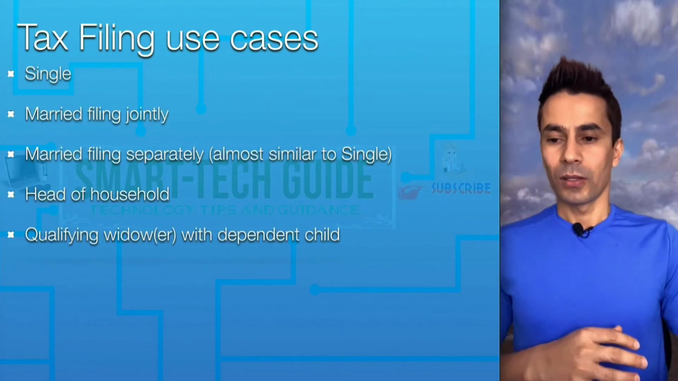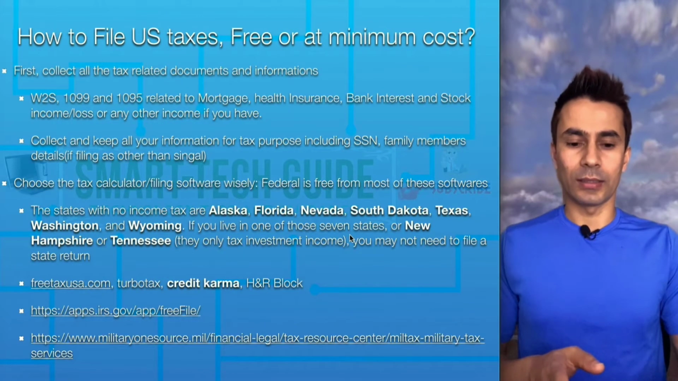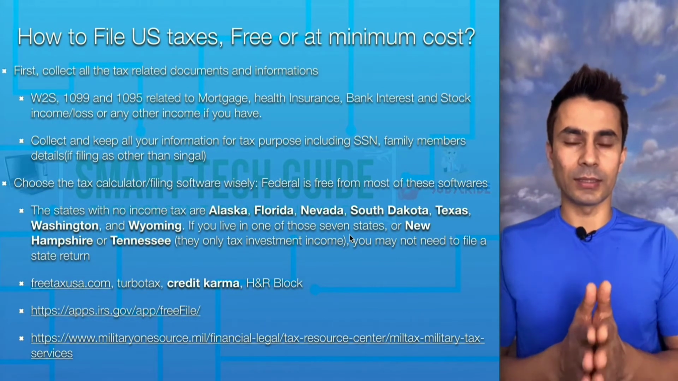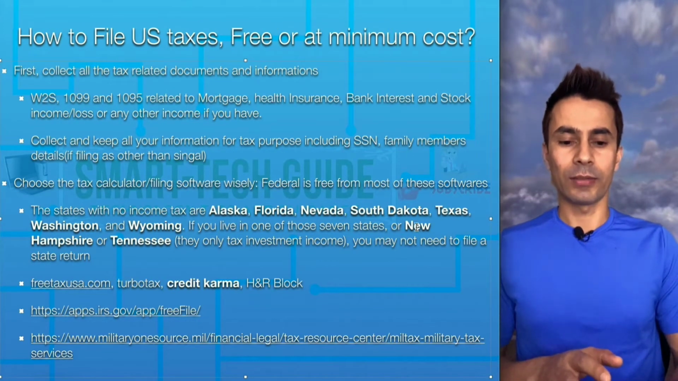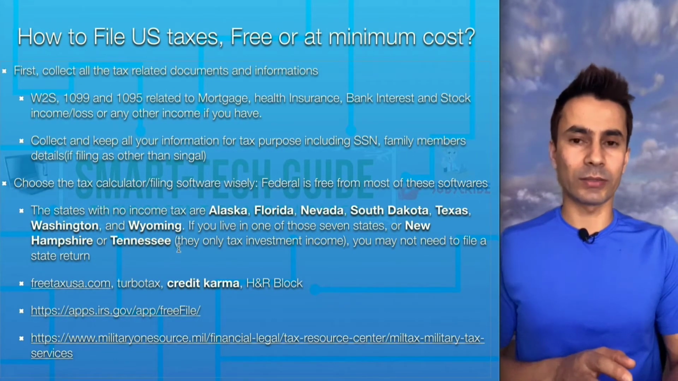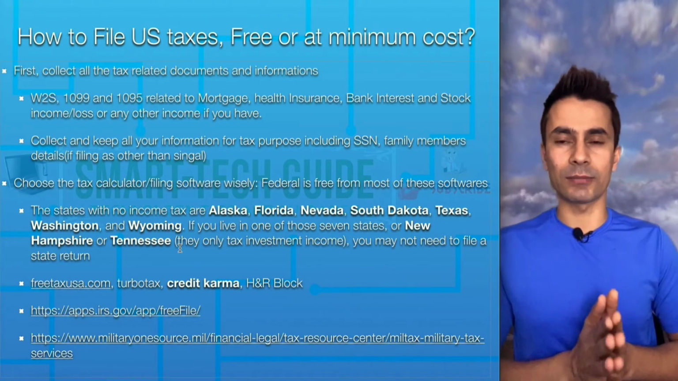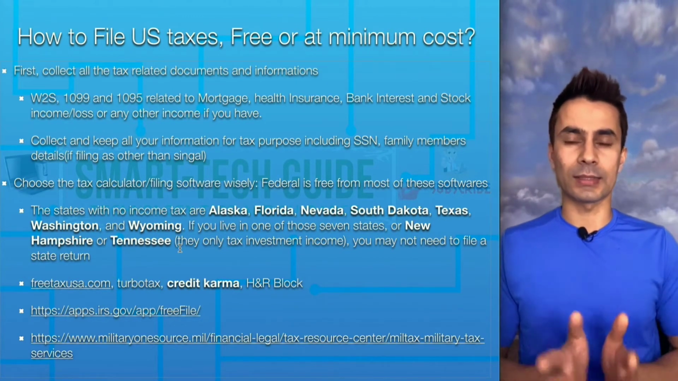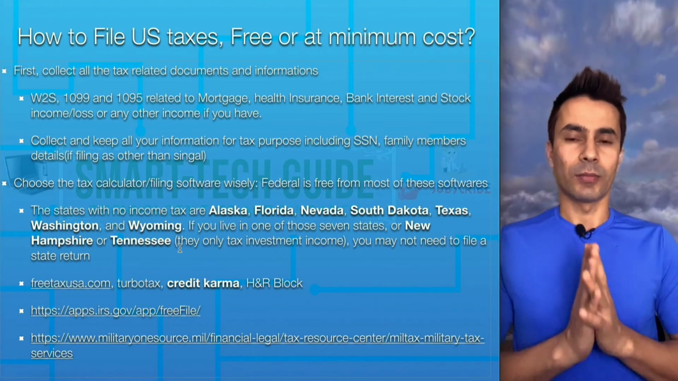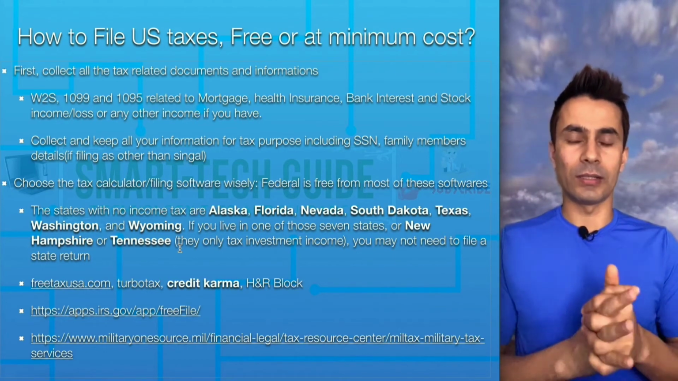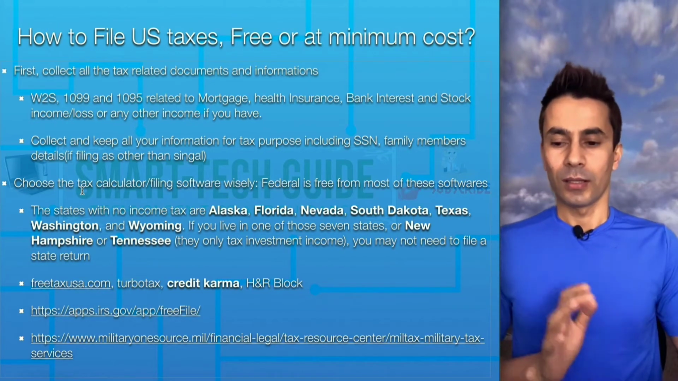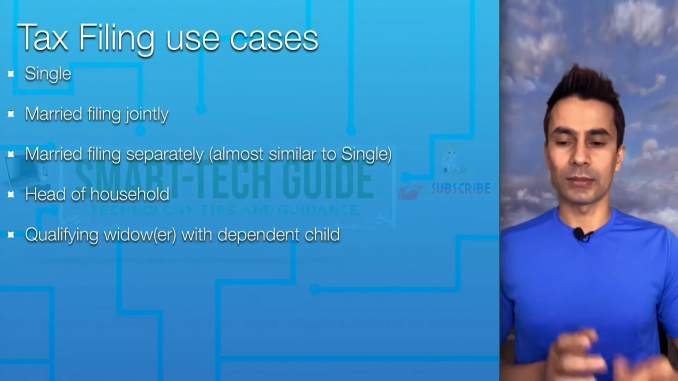So let me go back there. If you live in these seven states, primarily seven states, you don't have to file tax. If you live in these two states, New Hampshire and Tennessee, and you don't have any investment income, you don't have to file taxes for those states, but you always have to file taxes for your federal and if you live in other states. So let's move to the next slide.